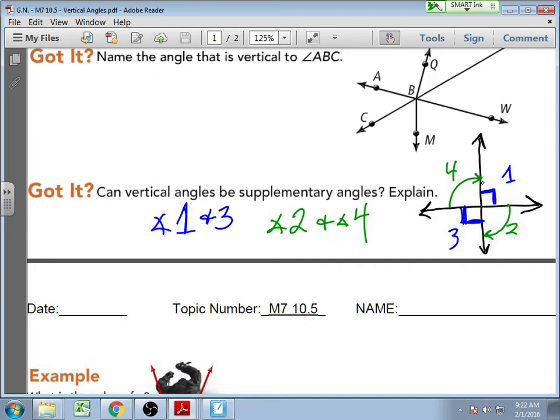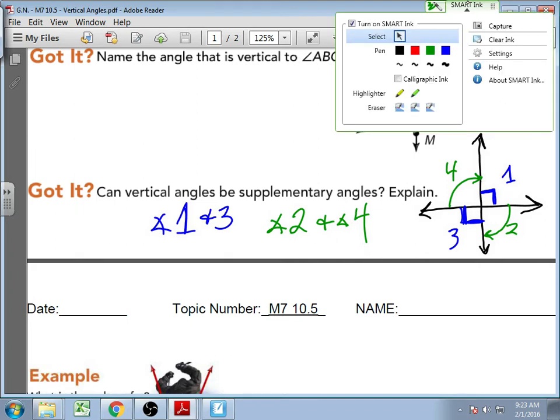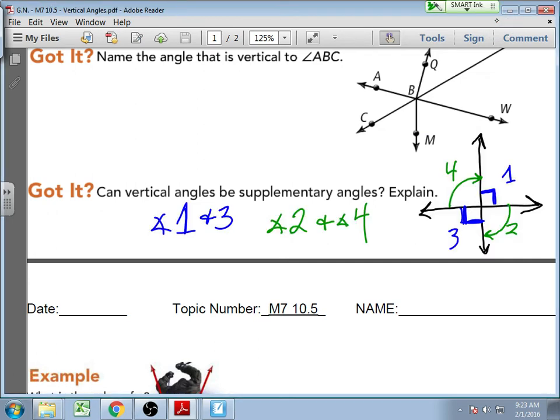Could two vertical angles be complementary? No. What would they have to be? They both have to be half of 90. So they'd both have to be 45, right? So I could actually take my image here and make two vertical complementary angles by bisecting and making two 45 degrees.